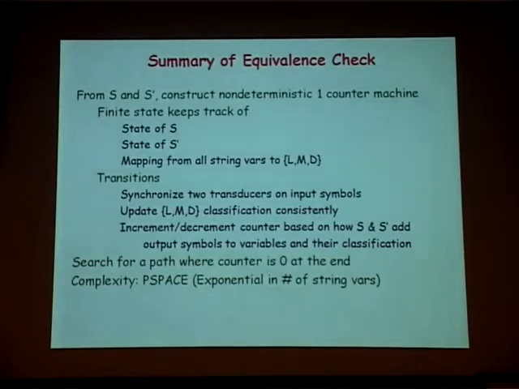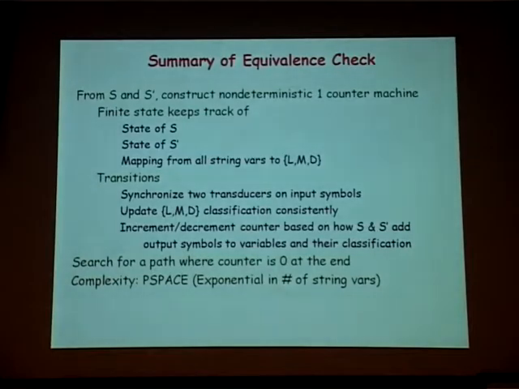So as you can see, it's polynomial in the number of states. It can be exponential in the number of variables, because for all possible classifications you get a state. The basic idea in transitions is you make sure that the two transducers are reading the same symbol, so you are feeding the same input to both. You need to update the classification consistently. So you are replacing the assignments, you're abstracting the assignments to these classifications.